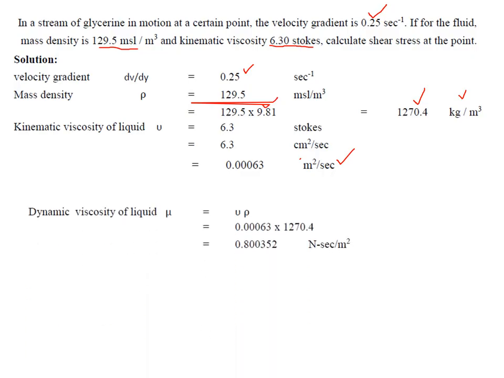So nu into rho: take nu, which is this in SI units, meter square per second, multiply by 1270.4 kg per meter cube, so that I'll get the answer in Newton second per meter square. Now knowing mu and dou v by dou y, I can find shear stress. Shear stress is mu into dou v by dou y, which is 0.800352 into 0.25, which will be 0.2 Newton per meter square.